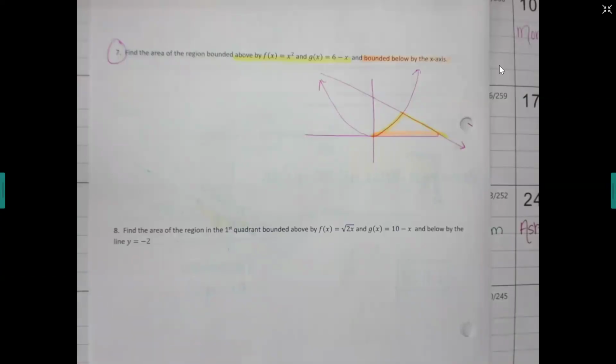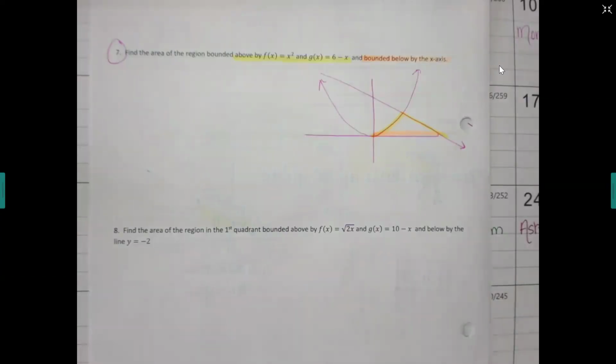the region. Okay, and if it's confusing to think about that, when it's talking about bounded above, think like Canada. Bounded below, we're bounded by Mexico. So these are both the top border. X-axis is the bottom border.